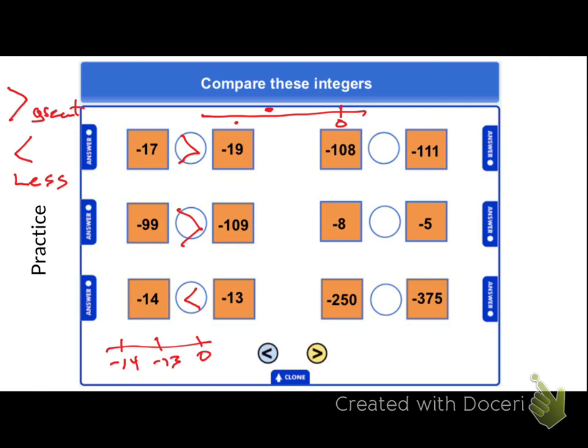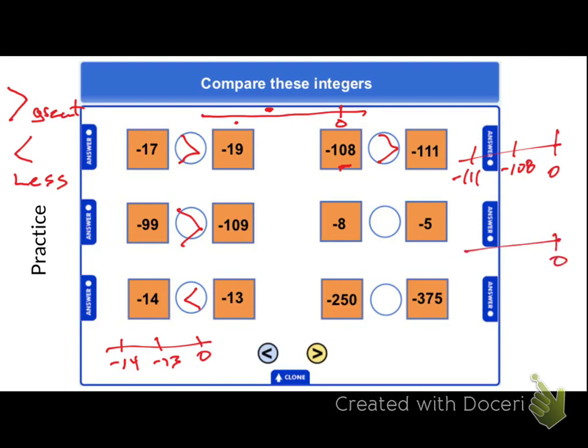Let's go right here to negative 108 and negative 111. I'm going to use a number line. Here's my 0. Negative 108 would be there. Negative 111 would be there. So I need to look at negative 108 first because that's what it told me to look at. It's to the right of it, so it's greater than negative 111.